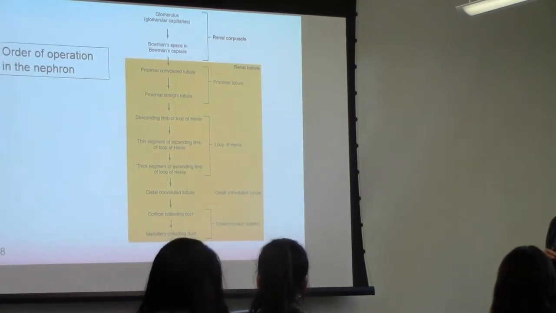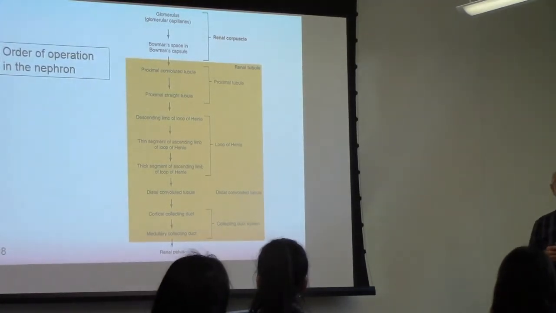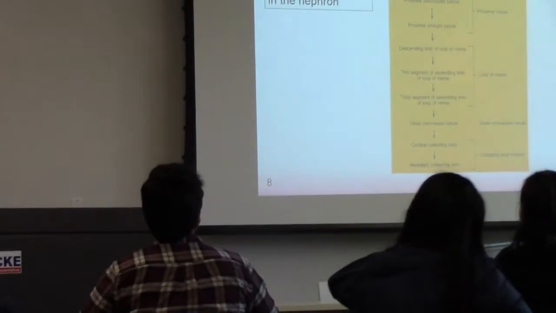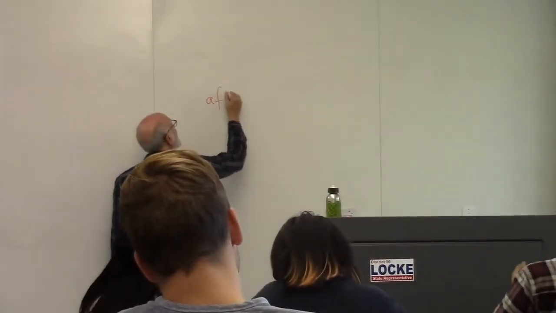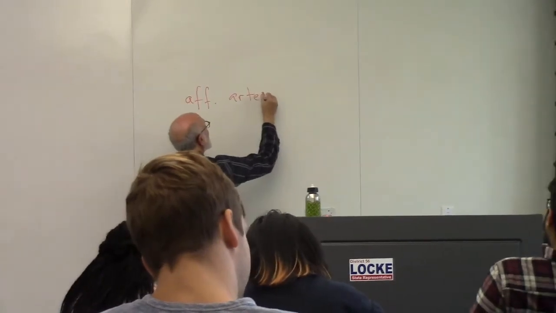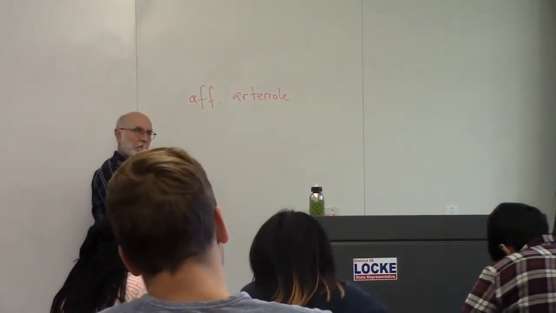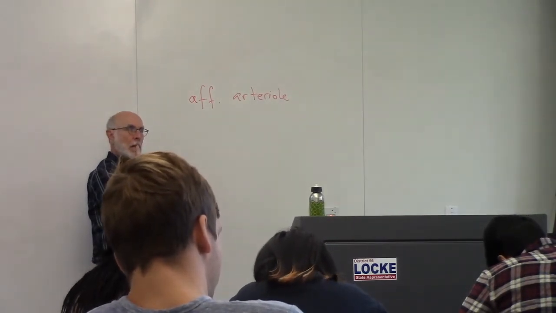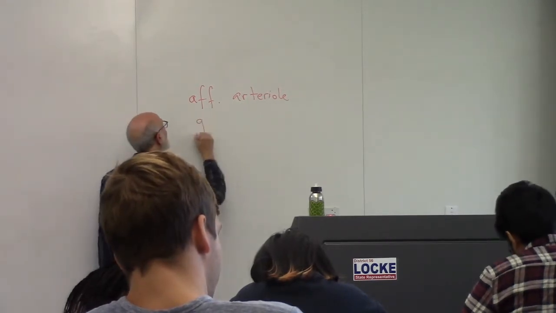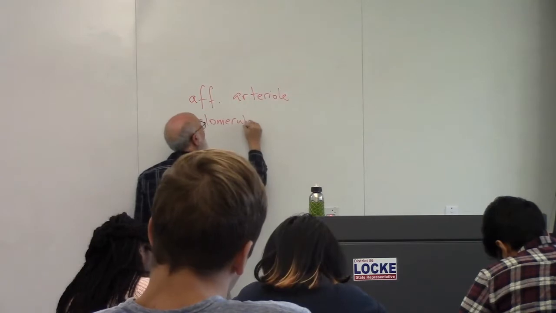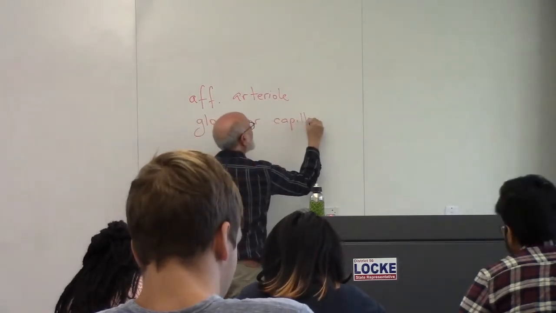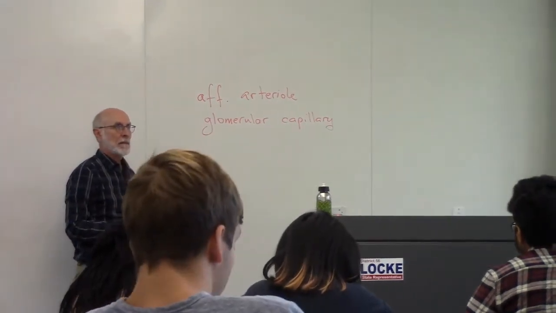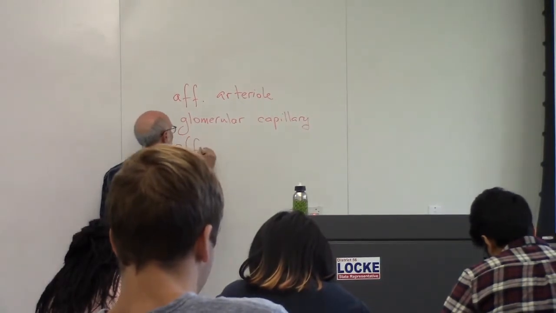You should be able to do the same thing. What's the order of blood flow? I don't have a slide, so let's see if we can do this together. Okay, so afferent arteriole. What's next? Glomerular capillary. Okay, what's next? Efferent arteriole.